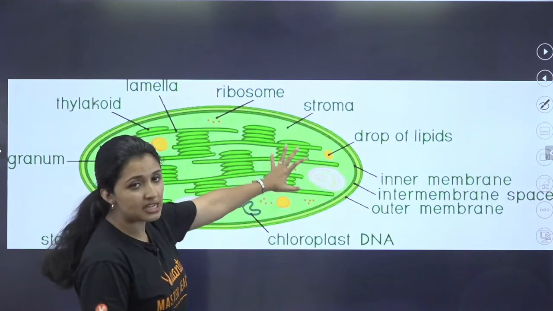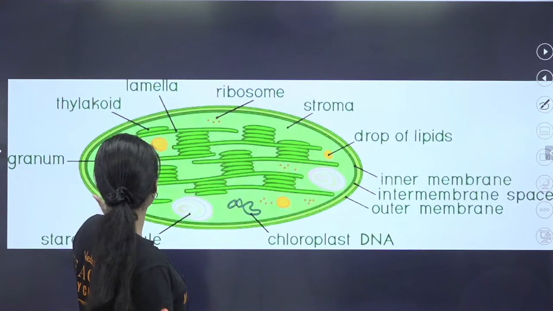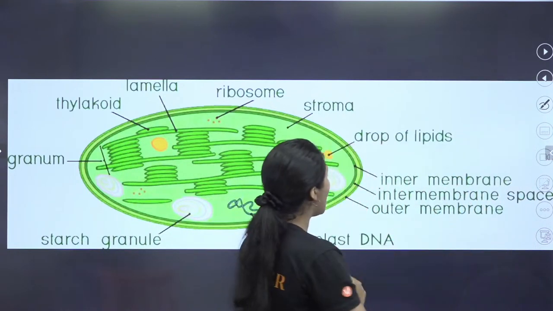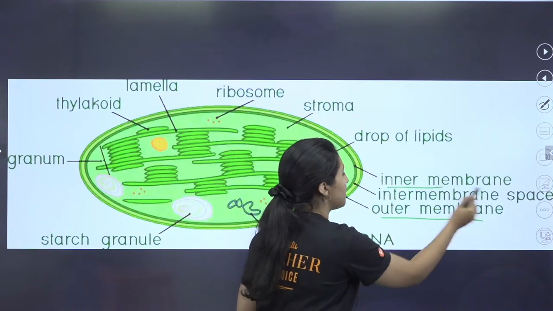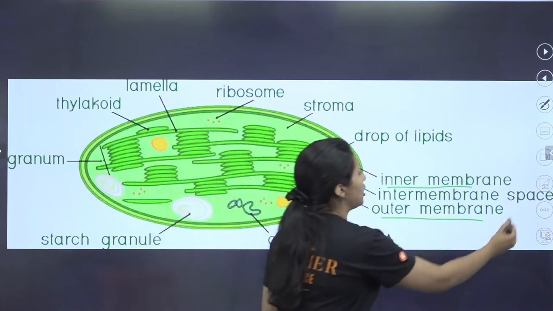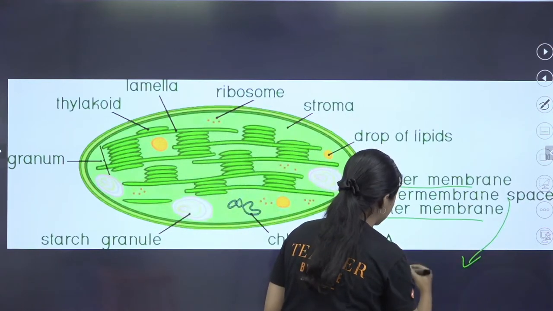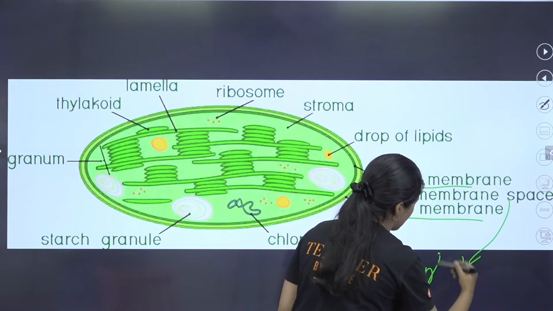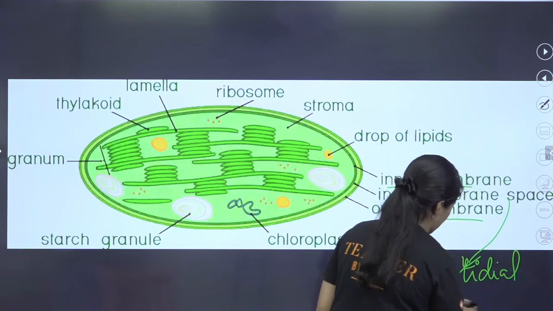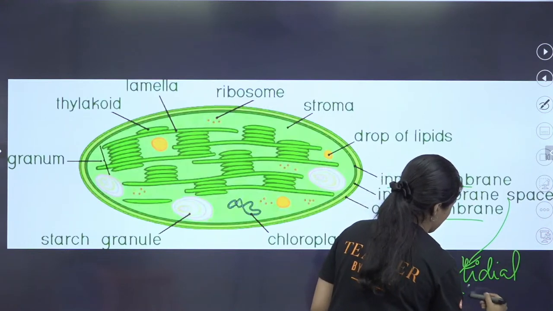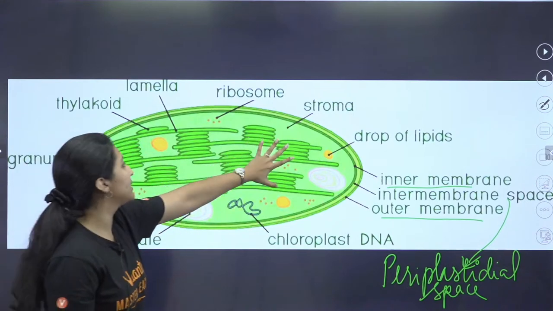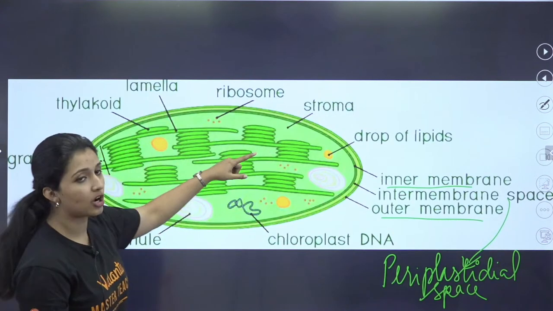Chloroplast is a double membrane structure. It has an outer membrane and an inner membrane, and between them there is an intermembrane space, which you can call the periplastidal space, the gap between both of them. Then stroma is the entire liquid inside, and we have the thylakoid membranes also.